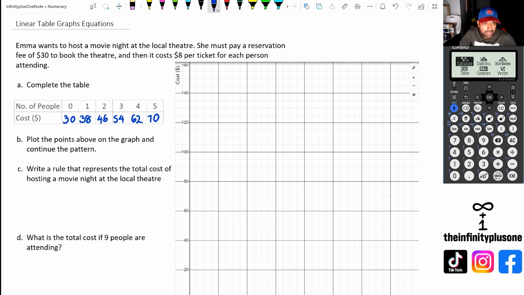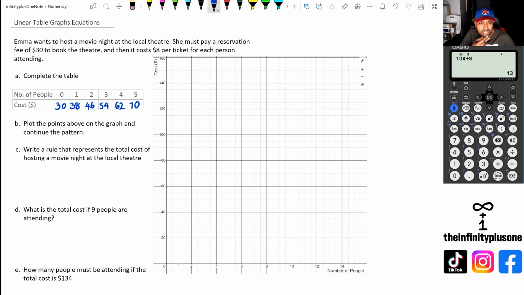Now I go to the second part of the question, plotting the points on the side of this graph, and we're going to continue the pattern. At 0, we've got 30, so 0, 30 is going to be there. At 1, we've got 38. At 2, we've got 46. Now, notice these are not super accurate. They're just roughly getting where I want them to go. This is where you can look at some nice numbers. This is 5, and 5 is at 70. So I'm going to put a little point there.